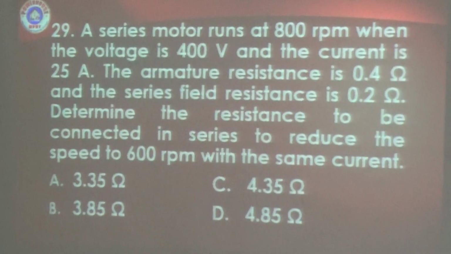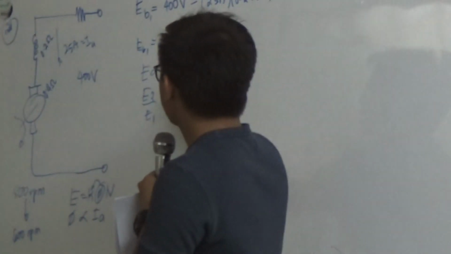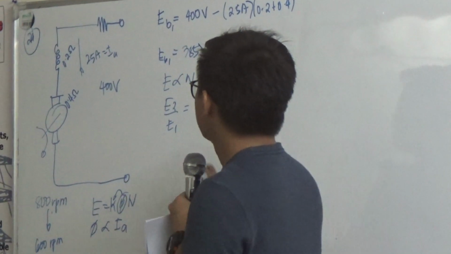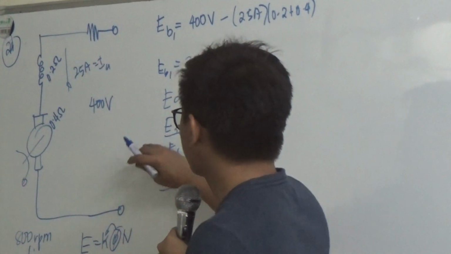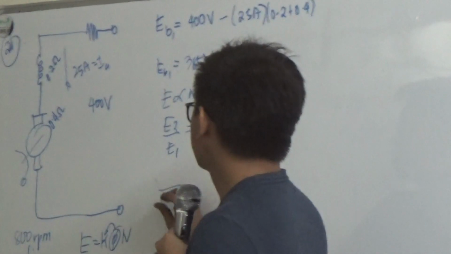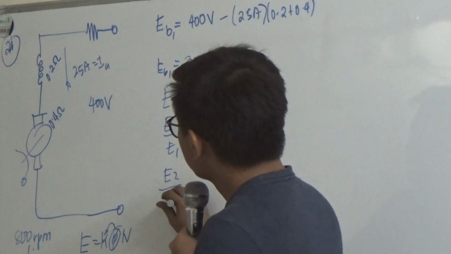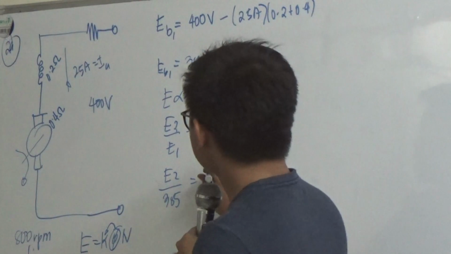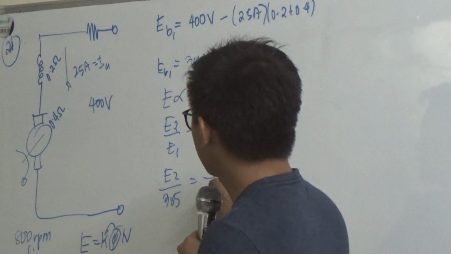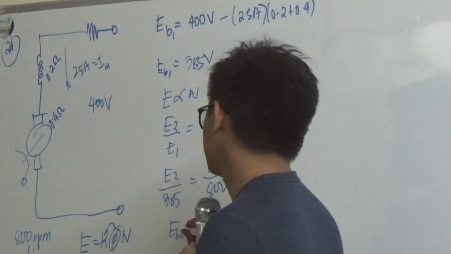Then punta tayo sa E is proportional to N. So E2 over E1 is equals to N2 over N1. So E2 divided by 385 is equals to N2 na 600 divided by 800. So what will be your E2 or EB2?